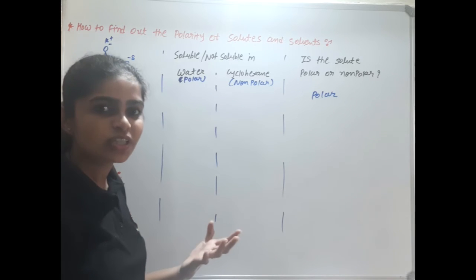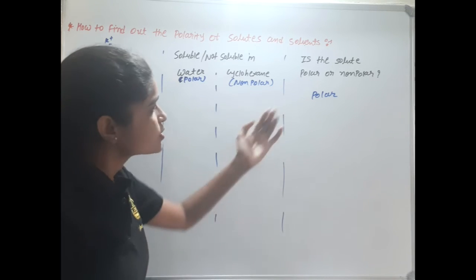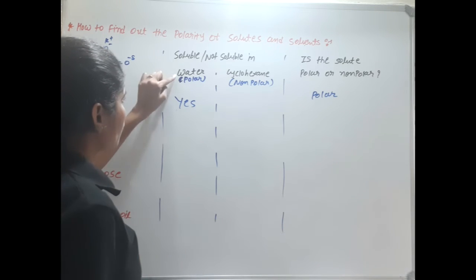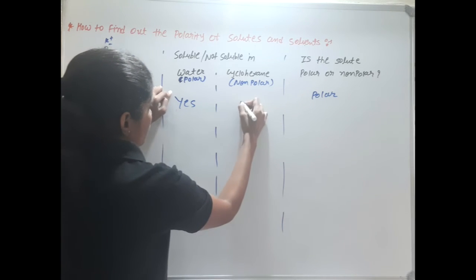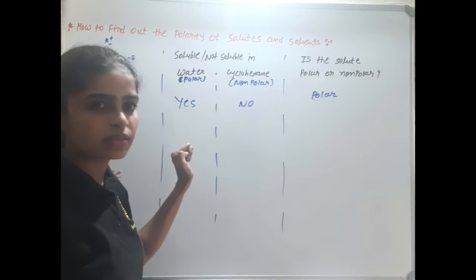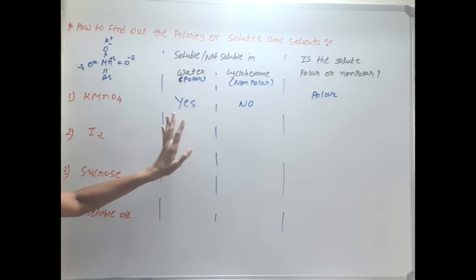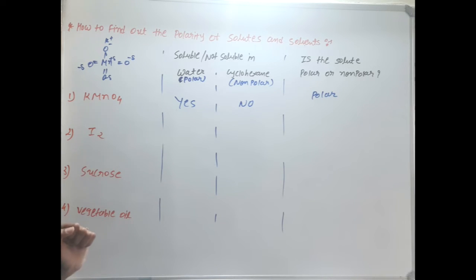And next we know that polar dissolves in polar. So KMnO4 dissolves in water and does not dissolve in cyclohexane. That's why KMnO4 is polar, and polar dissolves in water. So this is the solubility of the solute and solvent.